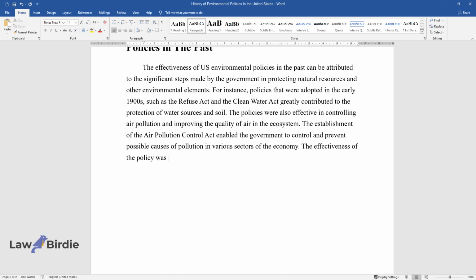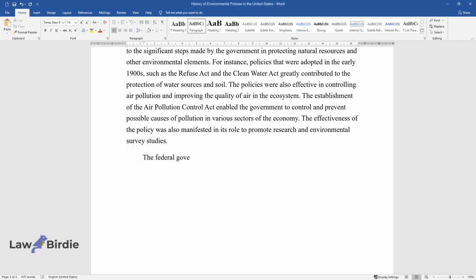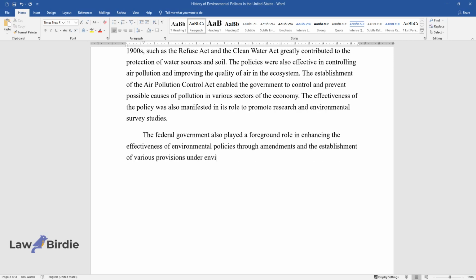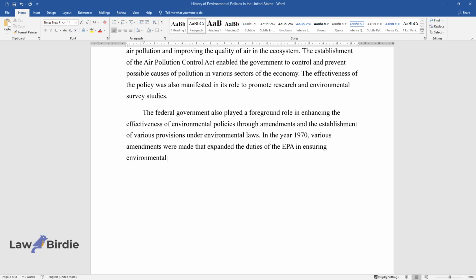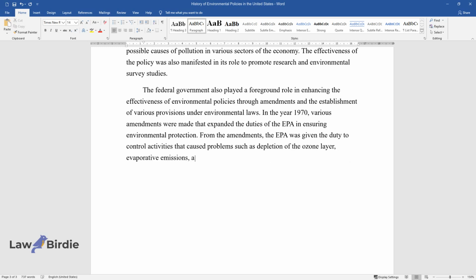The effectiveness of the policy was also manifested in its role to promote research and environmental survey studies. The federal government also played a foreground role in enhancing the effectiveness of environmental policies through amendments and the establishment of various provisions under environmental laws. In the year 1970, various amendments were made that expanded the duties of the EPA in ensuring environmental protection. From the amendments, the EPA was given the duty to control activities that caused problems such as depletion of the ozone layer, evaporative emissions, and acid rain.